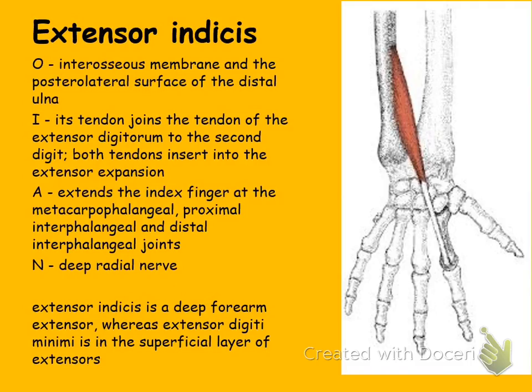Extensor indicis. This is one that makes it so you can move your little finger back and forth, or your pointer finger back and forth. It originates on the posterior interosseous membrane of the posterior lateral surface of the distal ulna, and it inserts on the tendon of the second phalange of your index finger.